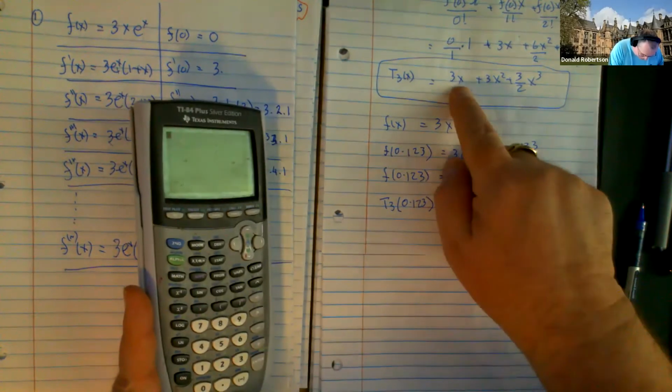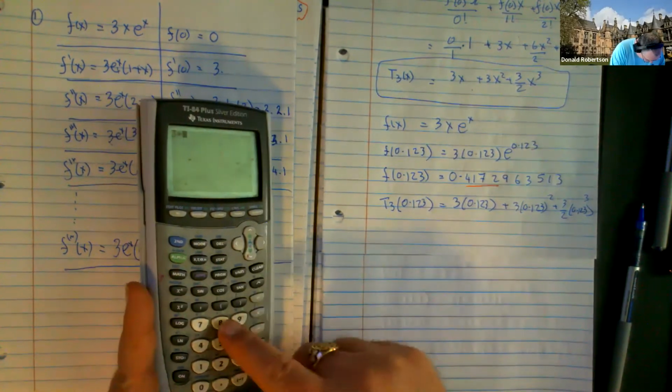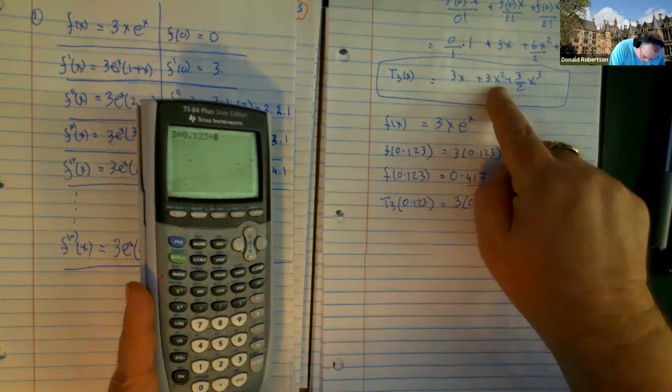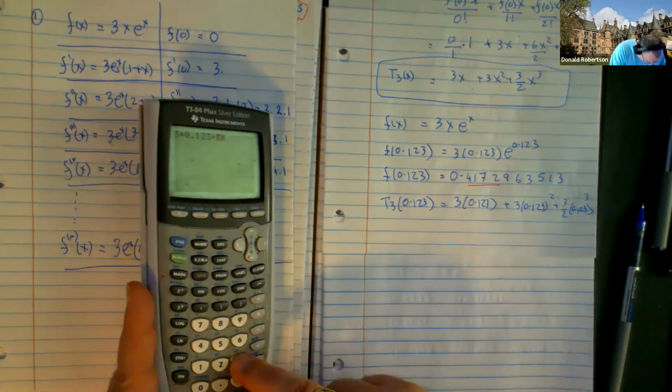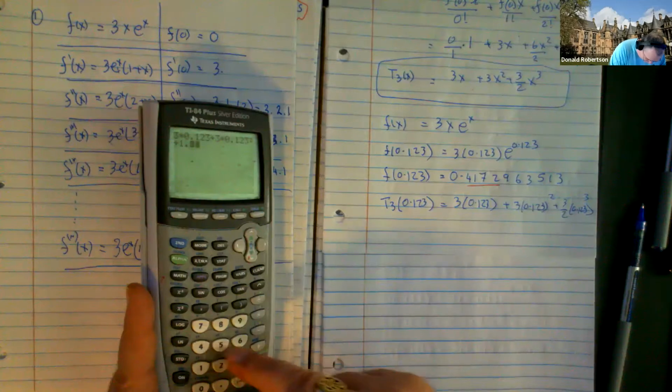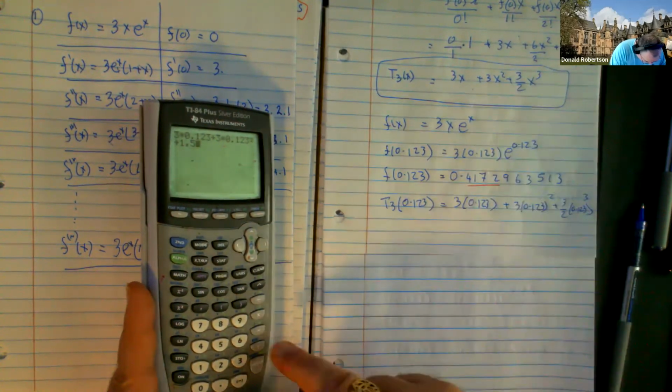So there's our little, let's see what we get. It should be 3 times the number, so 3 times 0.123 plus 3 times that guy squared plus 3/2, which is 1.5, this guy cubed.